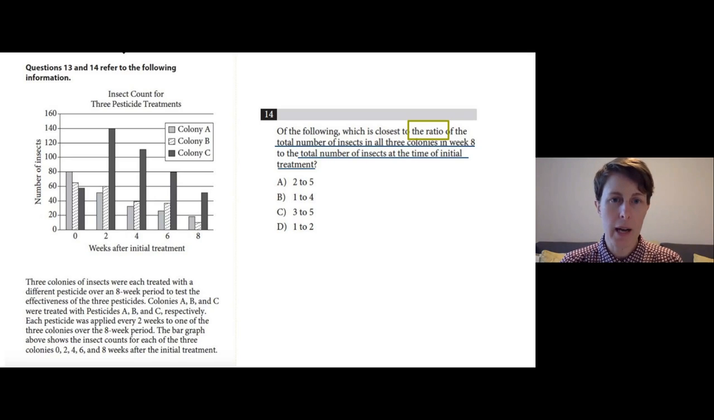Okay, so this one asks, of the following, which is the closest to the ratio of, and then it's going to give you two different things that you're creating a ratio. Okay, so first part of the ratio, total number of insects in all the colonies in week 8. Ratio 2, total number of insects at the time of initial treatment. Okay. So I'll give you a few moments with this. I'll put up the poll. I'll give you a total of 30 seconds or so to answer this one.